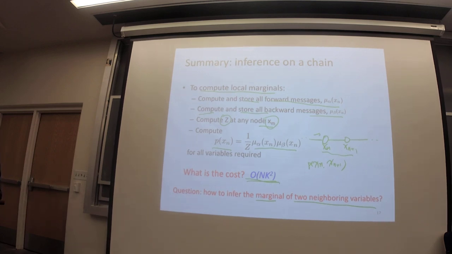So it's pretty straightforward. I should say it's proportional to: you just multiply your forward message to xn with your potential function defined on xn and x n plus 1, which would be psi n, x n, x n plus 1. Then you multiply the backward message to x n plus 1. That's it. Then you do the normalization.